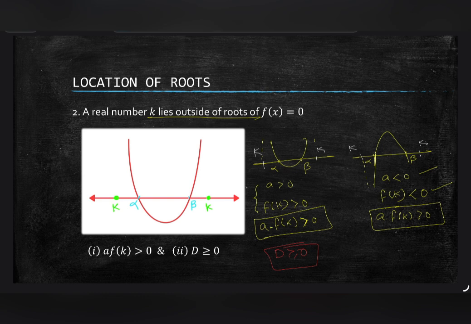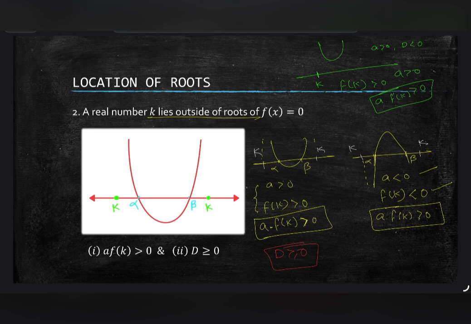Suppose this is the case, my a is positive and I'm taking any number k. Suppose I'm taking k here, and then I'm asking, tell me what about f of k here. We can say that since a is positive and D is negative, f of k will be positive. It means whatever values we take, it will always be positive. So can I say here also we are getting a into f of k positive, but here we can't say that k lies outside the roots since we don't have the roots at all.